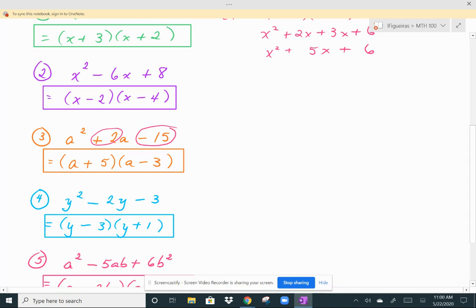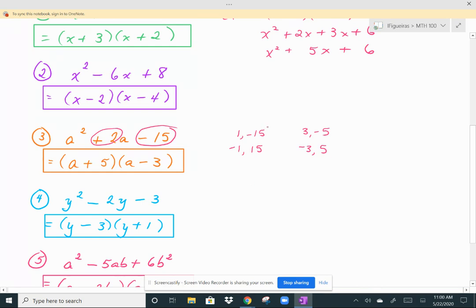All right, so what are different ways to get negative 15? So 1 and negative 15, or negative 1 and positive 15. Okay, and then you have 3 and negative 5, or negative 3 and positive 5. Well, if you were to add these, that means you're actually subtracting because they're different signs.